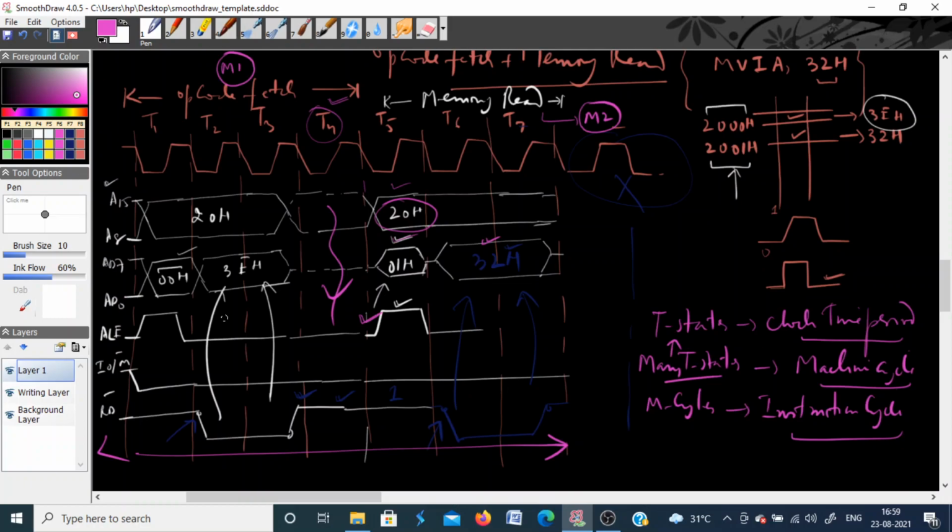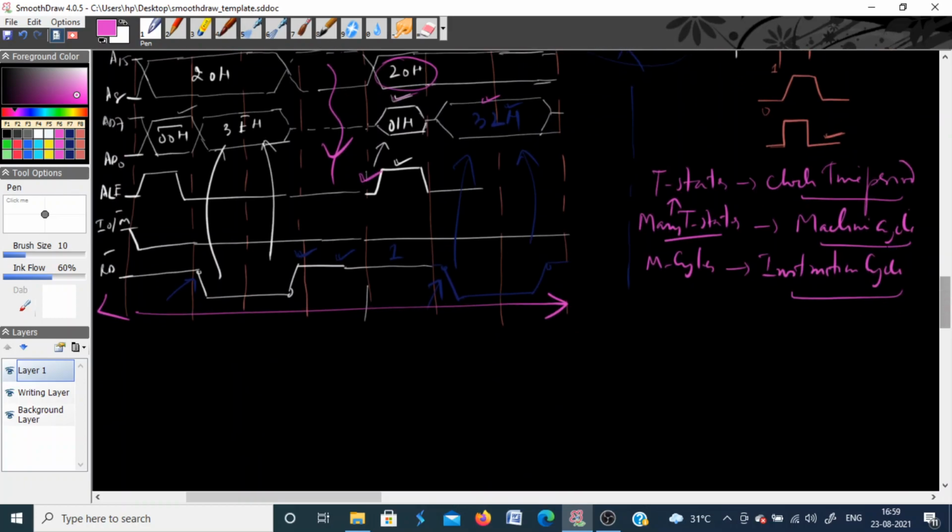Now see how much time is required for the execution of this instruction, MVI A, 32H. This instruction has two machine cycles. It needs 7 clock periods, or 7 T states, and depending upon the clock frequency, if the frequency of the clock is 2 megahertz, your time period is 0.5 microseconds. So the time required for execution is 0.5 into 7 microseconds.